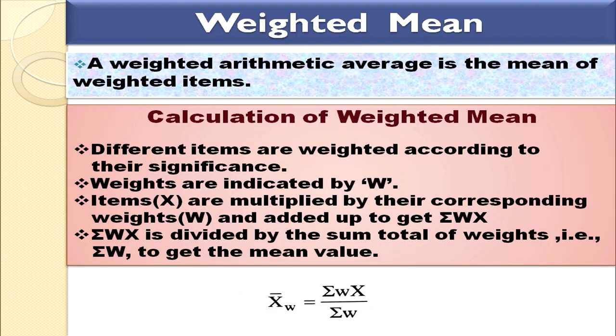Let's see the steps by which we can calculate weighted mean. Very first, weights are indicated by W. Then the items are multiplied by their corresponding weights W. So we will get Wx, and then we add up to get the summation Wx. After this, we divide this summation of Wx by the sum of the weights. So we get the formula: weighted mean is equal to sum of Wx divided by sum of W.